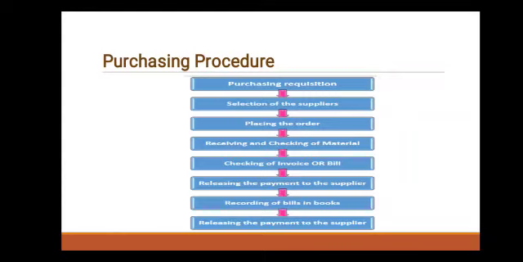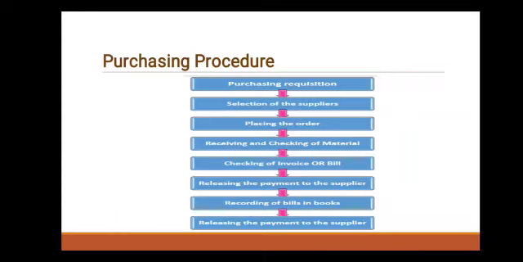Fourth, receiving and checking of materials. The material which is supplied by the supplier is received and inspected for its quantity and quality. The goods are compared with the challan or the invoice or the bill sent by the supplier. If the goods received do not conform to the specifications on the purchase order, the goods are rejected and defects or deficiency, if any, are recorded on the invoice or the challan form.